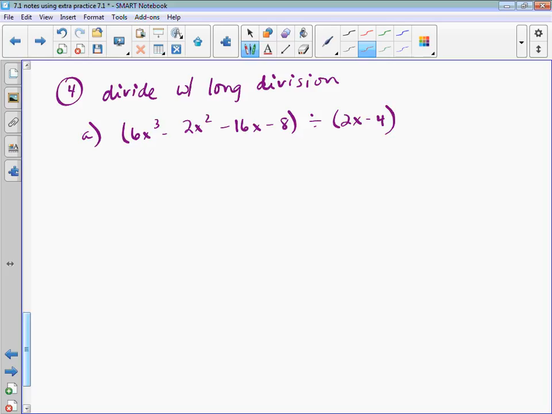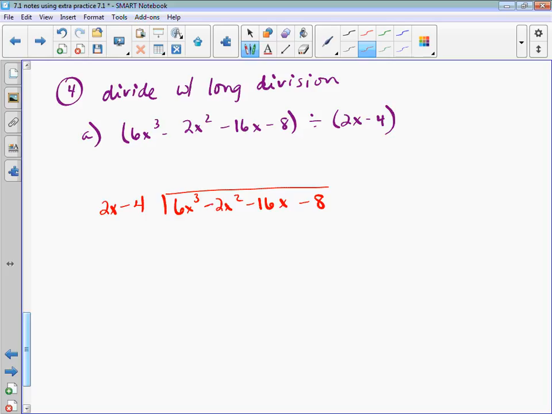So do you remember how to set up long division? That's as far as it goes. Oh, okay. Well, we will walk through it with baby steps. All right, so the 2x minus 4, that's what you're dividing by. That goes on the outside. 6x cubed minus 2x squared minus 16x minus 8. That all goes under.